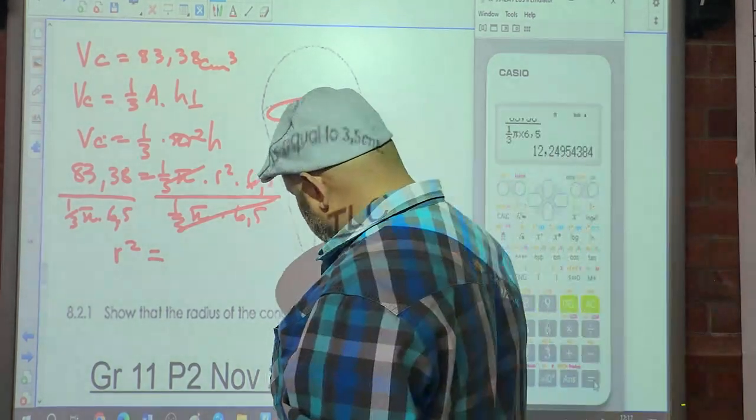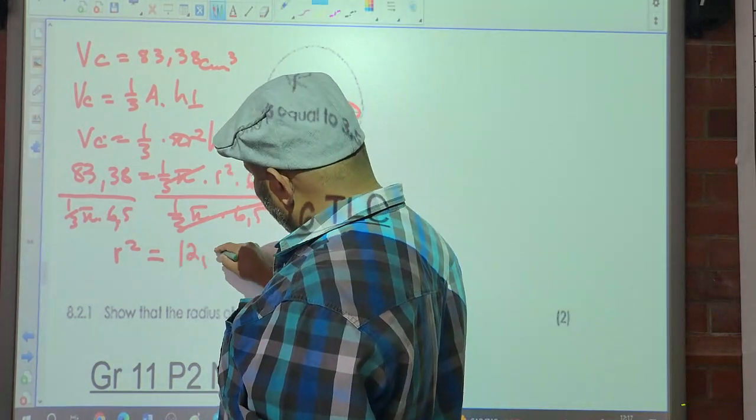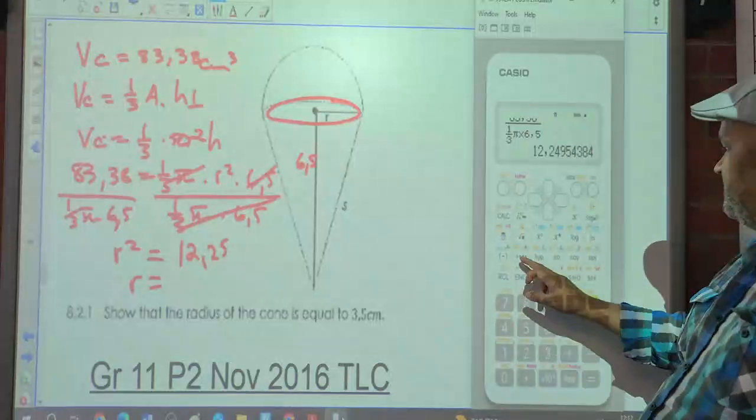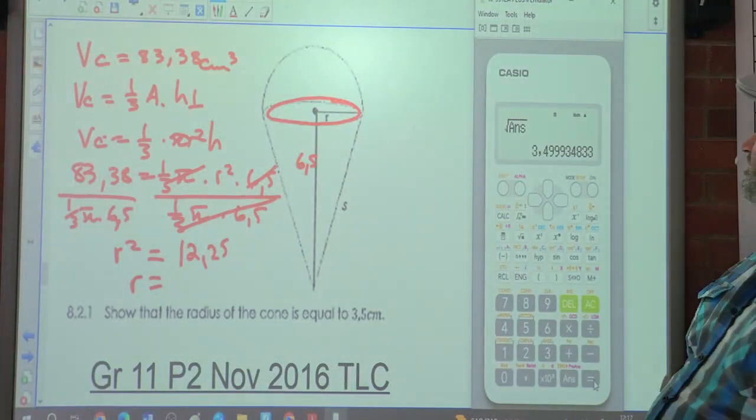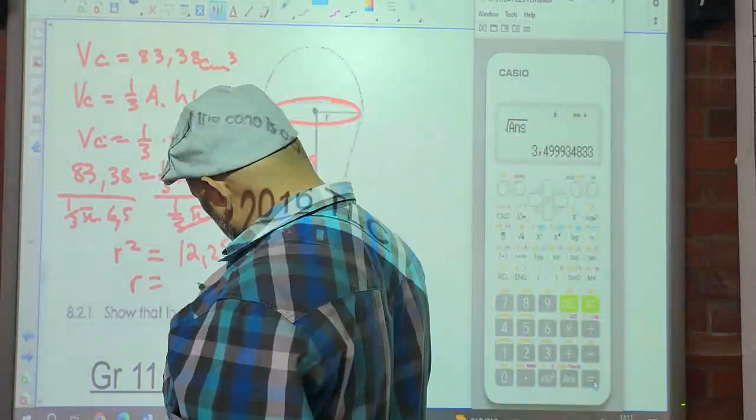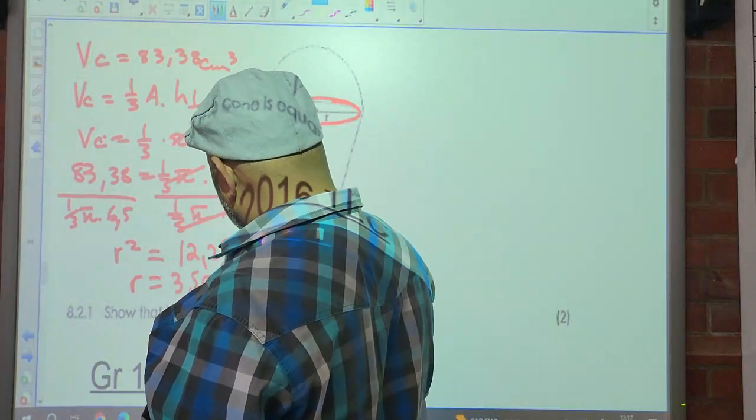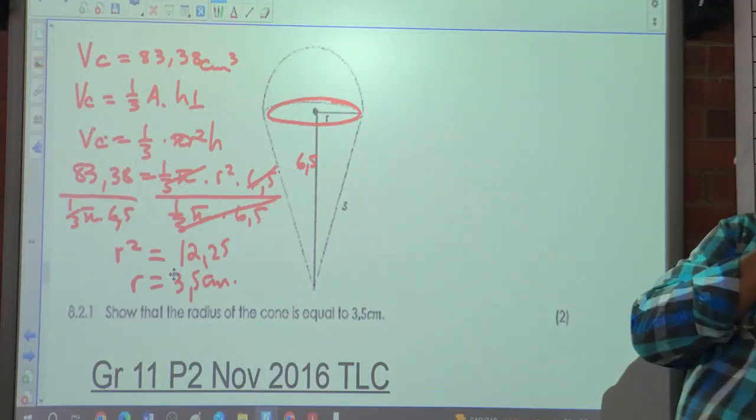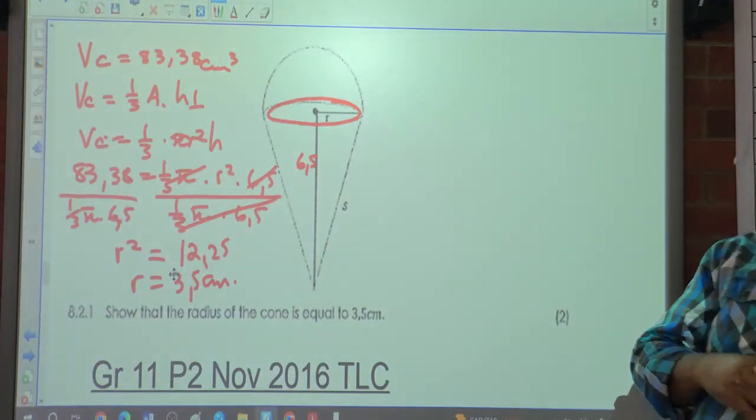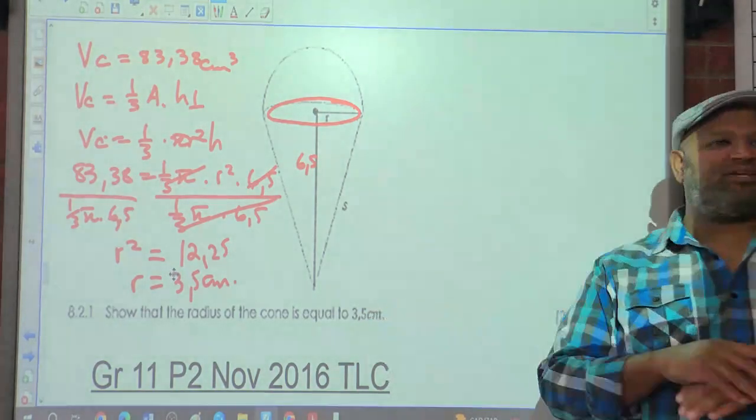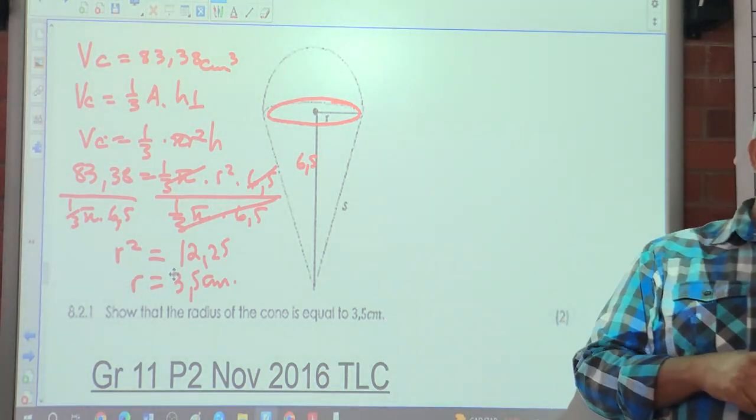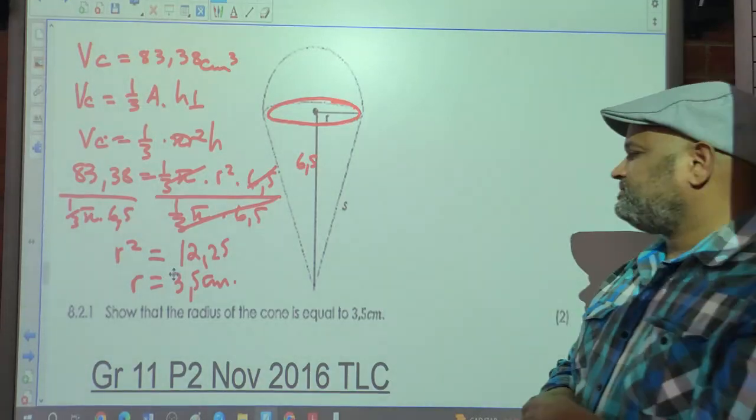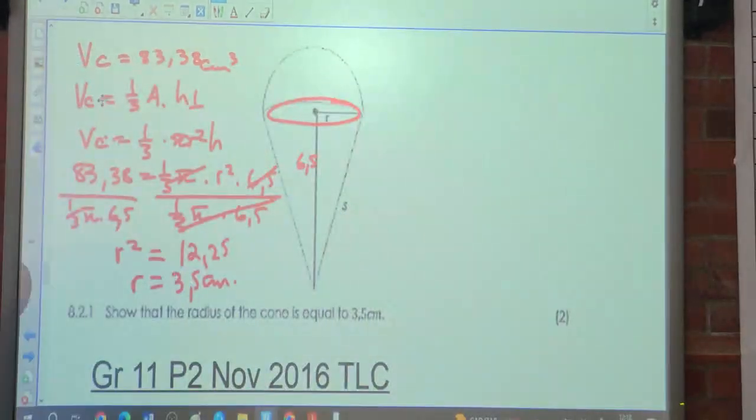12,25. And then what do I do from there? Square root 3,5, as you can see. 3,5 centimeters. Now say for instance you didn't manage to get 3.5 out. Then in your next calculation, if needed, we use 3.5. We don't use the answer that you guys have calculated. You guys understand? Alright. Let's carry on.